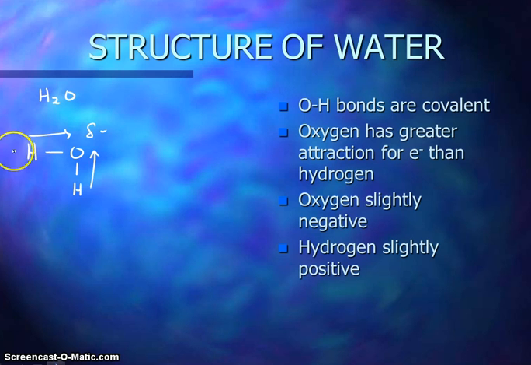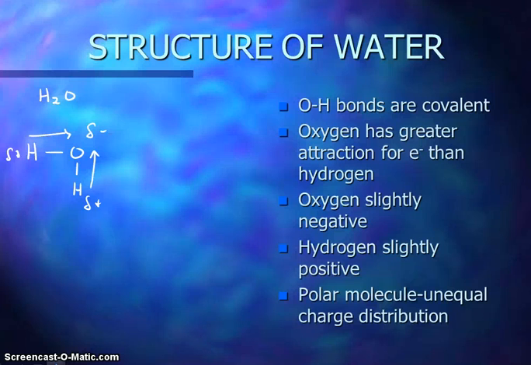Our hydrogens are going to be partially positive because the electrons are being drawn slightly away from them and towards the oxygen. And what that does is it gives water a polarity. We have an unequal charge distribution within the molecule, so we end up with a slightly positive end and a slightly negative end to our water molecule. That explains a lot about the characteristics of water.